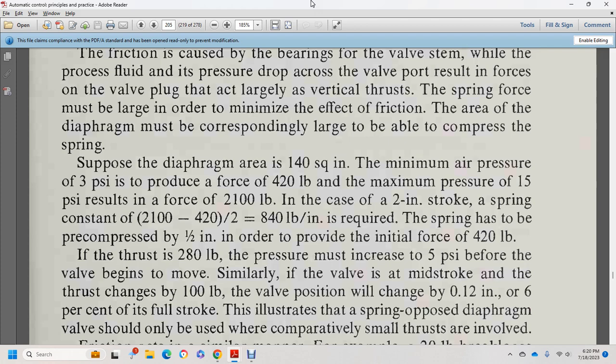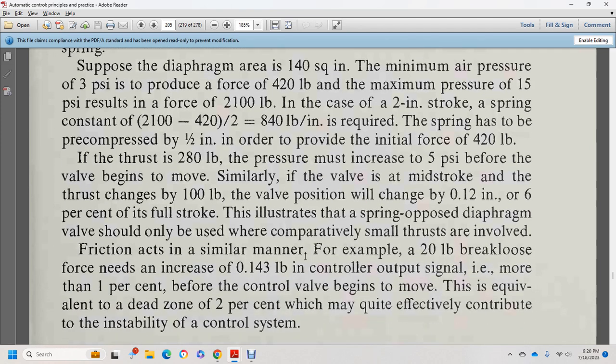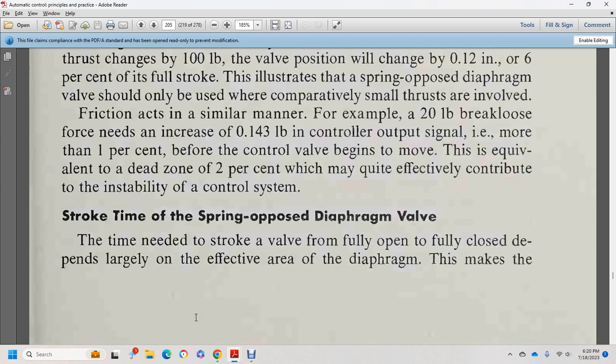If the thrust is 280 pounds, the pressure must reach 5 psi before the valve begins to move. Similarly, if the valve is at mid-stroke and the thrust changes 100 pounds, the valve position changes by 12 hundredths of an inch, or 6% of the full stroke. The illustrated spring-opposed diaphragm valve should only be used with comparatively small thrusts, and friction acts in a similar manner. For example, a 20 pound break-loose force needed to increase the controllable output signal by more than 1% before the control valve begins to move is equivalent to a dead zone of 2%, which may effectively contribute to the instability of the control system.